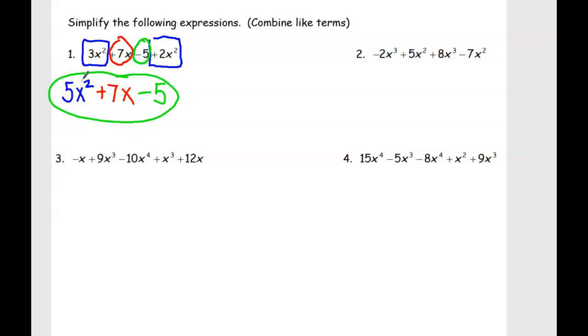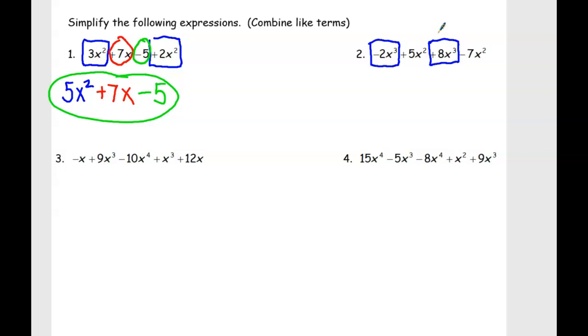I'm going to go through some of these examples. Let's look at number 2. My highest exponent is a 3, so I'm going to combine negative 2x to the third and 8x to the third. Notice I'm circling or boxing around the positive and negative, so I know if it's a positive or negative coefficient.